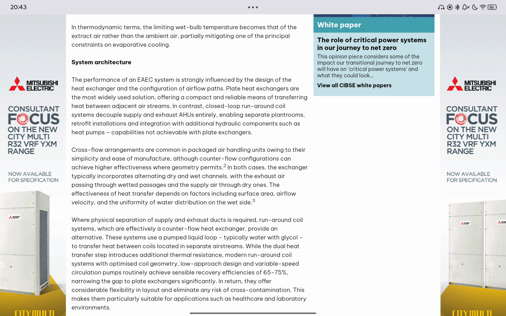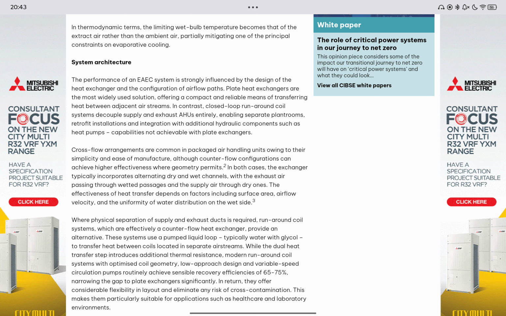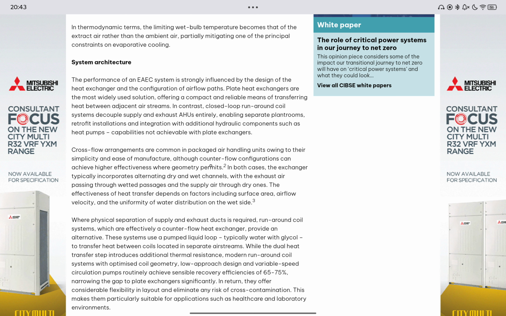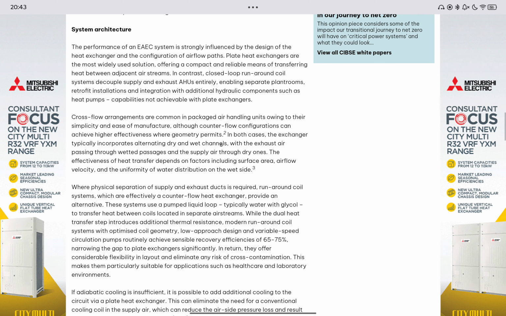In contrast, closed-loop runaround coil systems decouple supply and exhaust AHUs entirely, enabling separate plant rooms, retrofit installations, and integration with additional hydraulic components such as heat pumps. Capabilities are not achievable with plate exchangers.